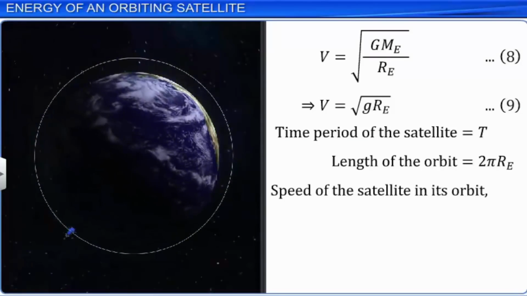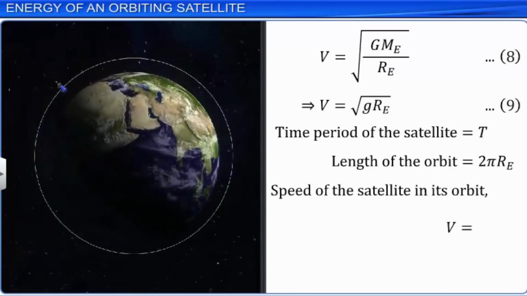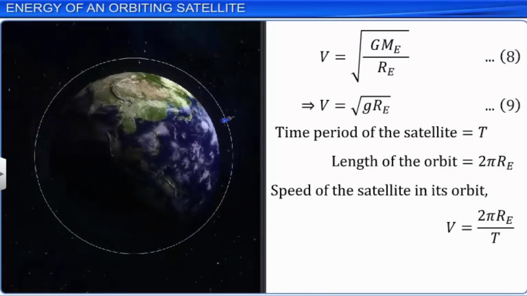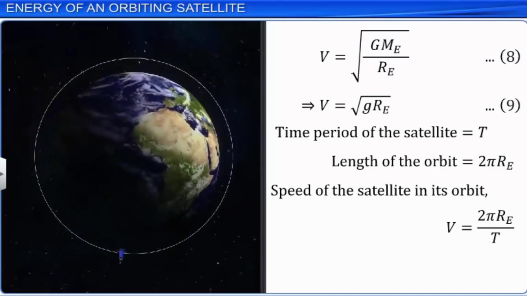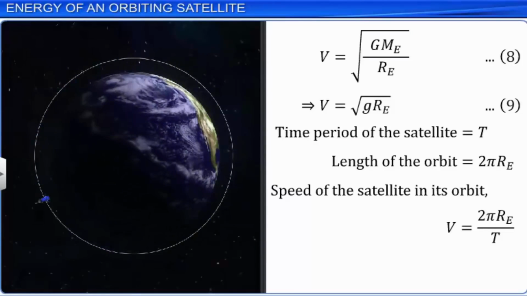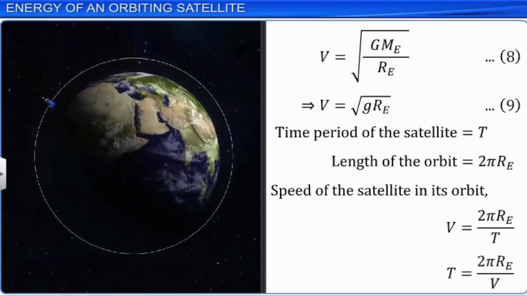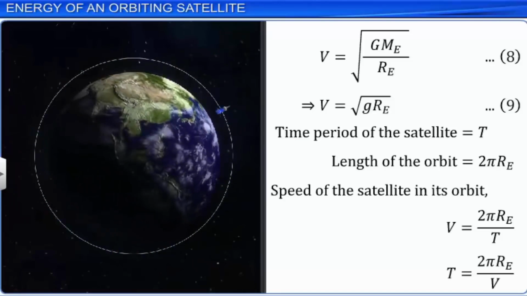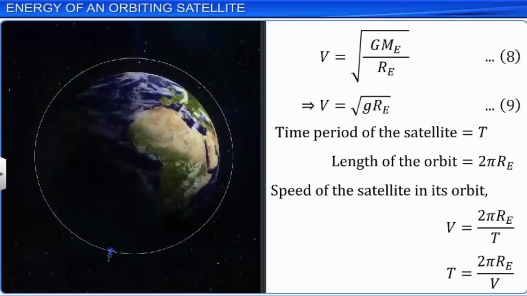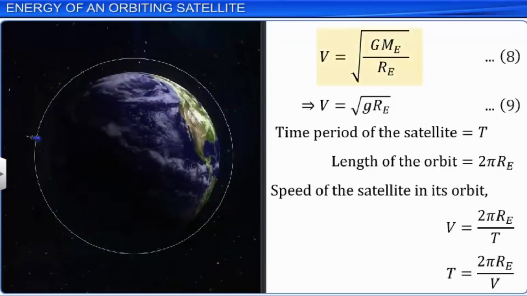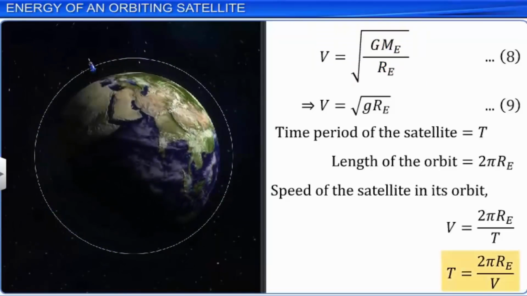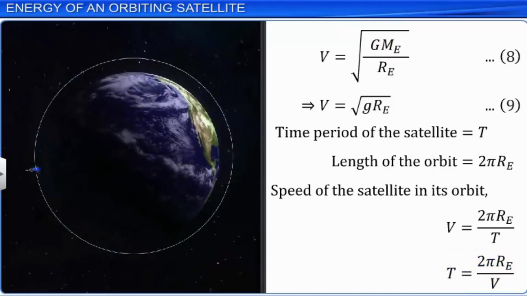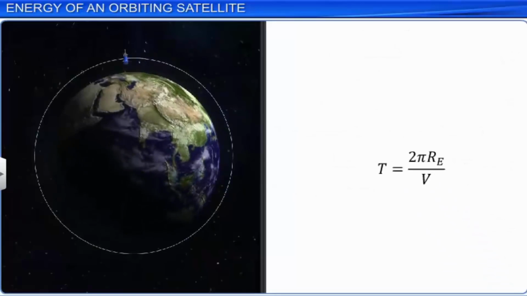Substituting the expression for v from equation 8 in this expression, and simplifying, you get the square of the time period proportional to the cube of the radius of the orbit. This expression shows that it is in compliance with Kepler's third law.